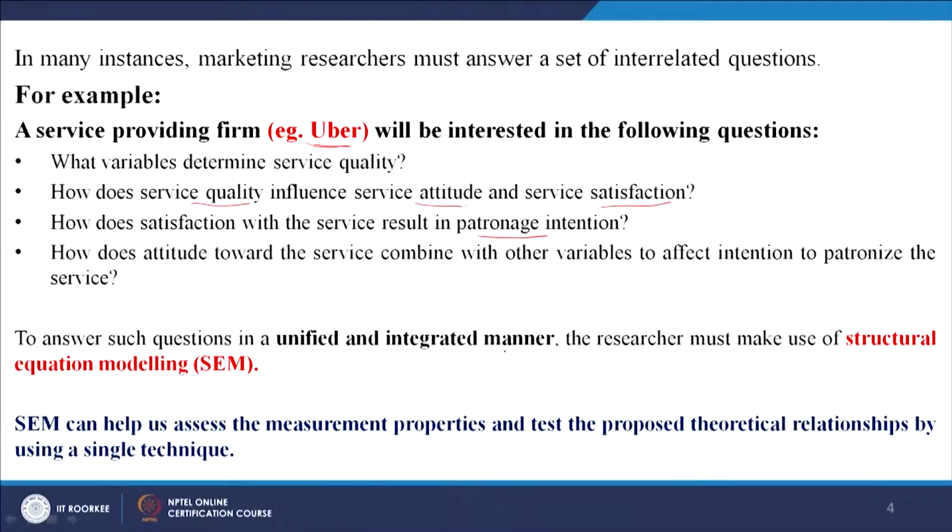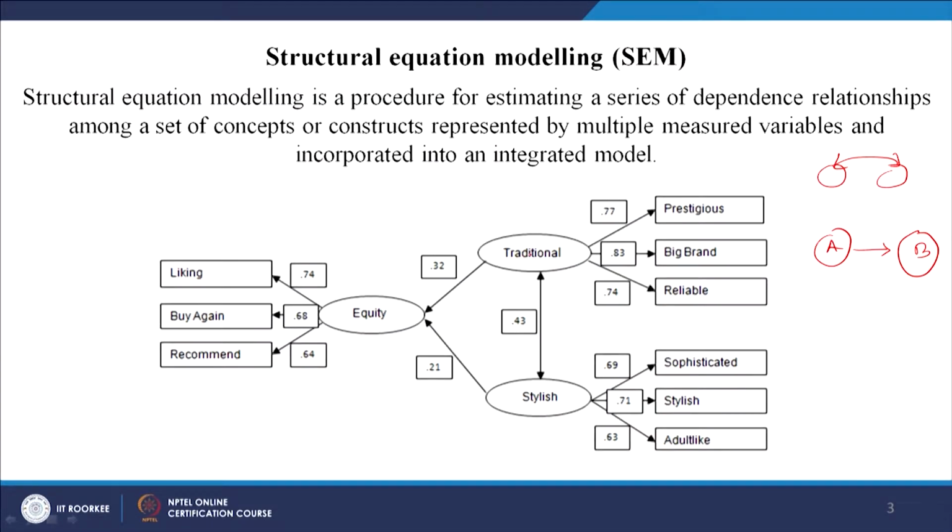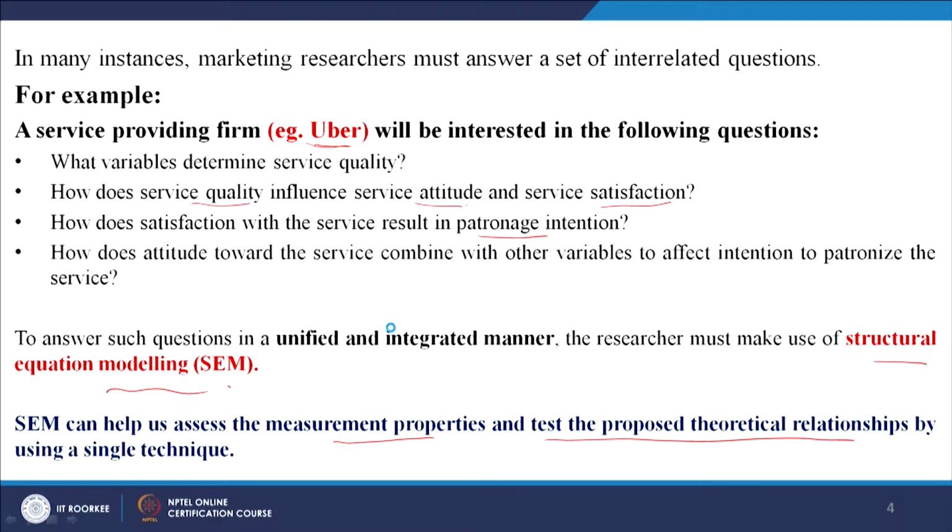These complicated relationships cannot be done through a linear regression, because in linear regression there is only one direction, but here we have multiple relationships. That is why structural equation modeling becomes very handy. To answer such questions in a unified and integrated manner, the researcher must use structural equation modeling. SEM can help us to assess the measurement properties, which you did through the measurement model, and then test the proposed theoretical relationships. The proposed relationship you see here is that traditional image affects the equity and stylish image also affects the equity. So, this is a relationship that you have depicted.